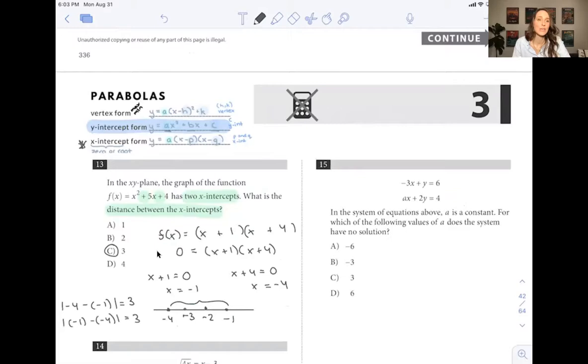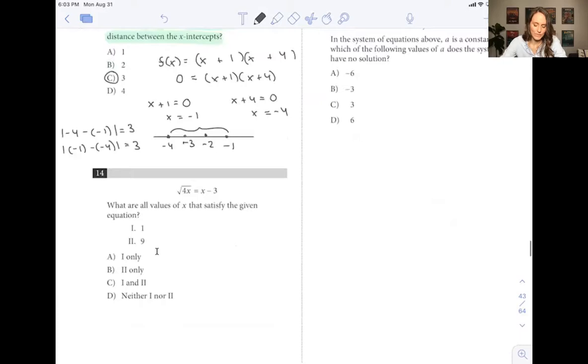It doesn't matter which way you get to the 3, there are multiple ways. Let's look at number 14. What are all the values of x that satisfy the given equation?